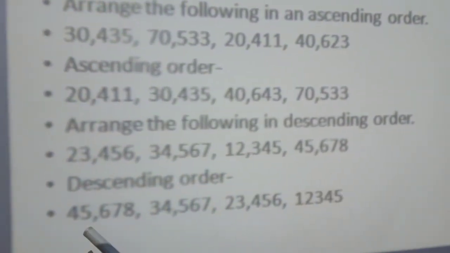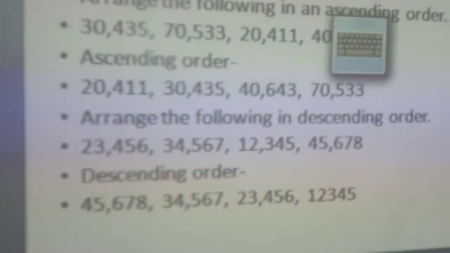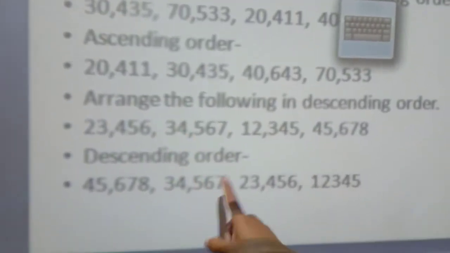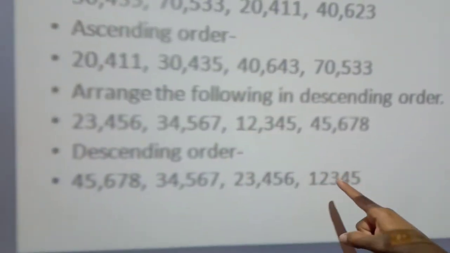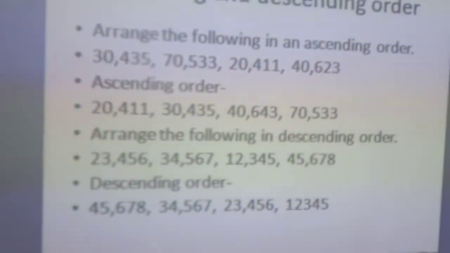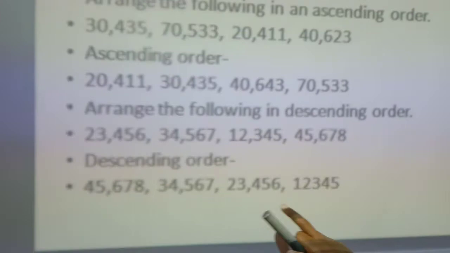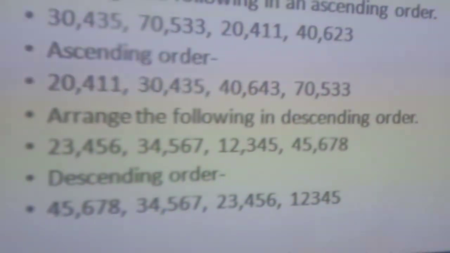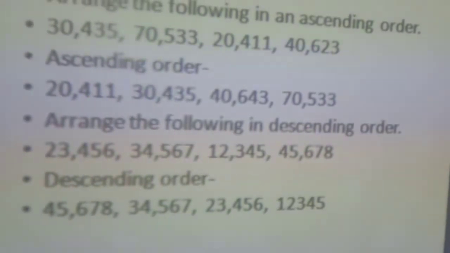So the greatest number comes first. Then the next greater number is 34,000. Next is 23,000. Then 12,000. So like this you have to concentrate on the first 10,000's place, then the 1000's place. If both the places are the same, then come to the next place.